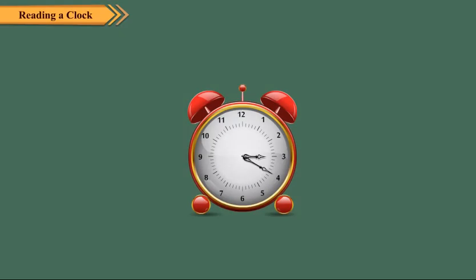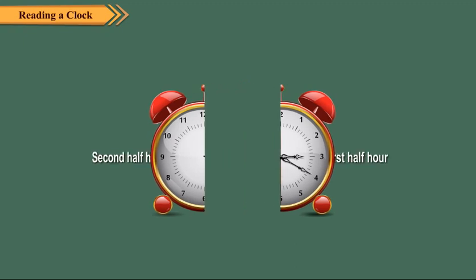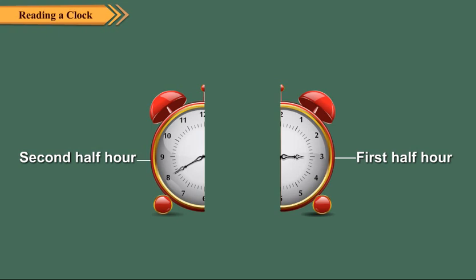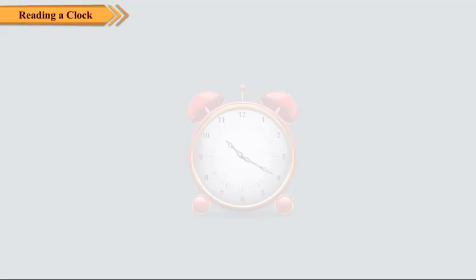Now think of the dial of a clock as 2 halves as shown here. When the minute hand is in the first half hour, we use the word past. And when the minute hand is in the second half hour, we use the word to.